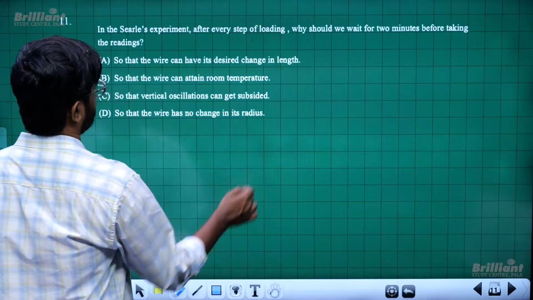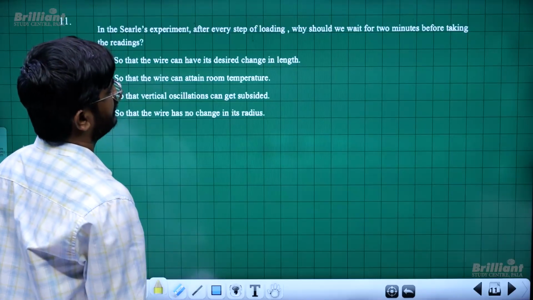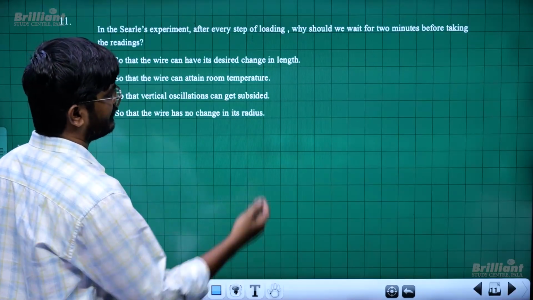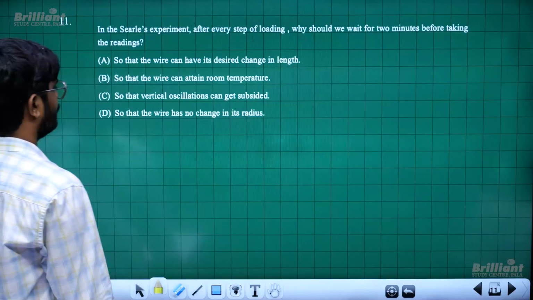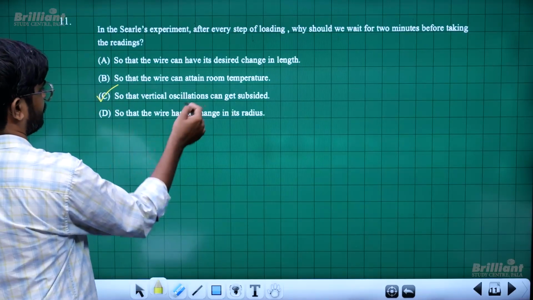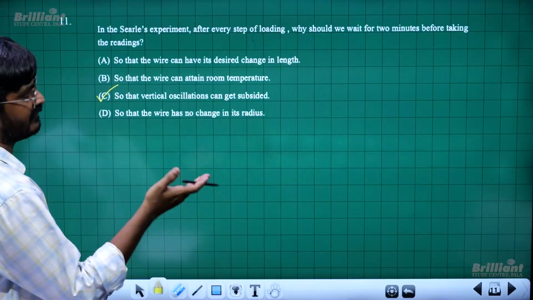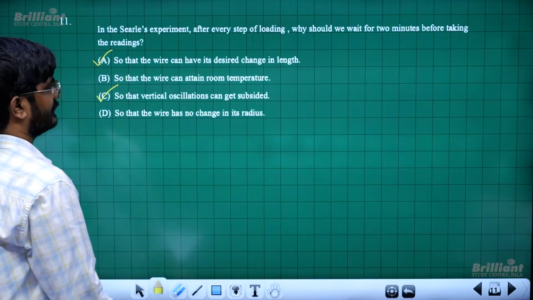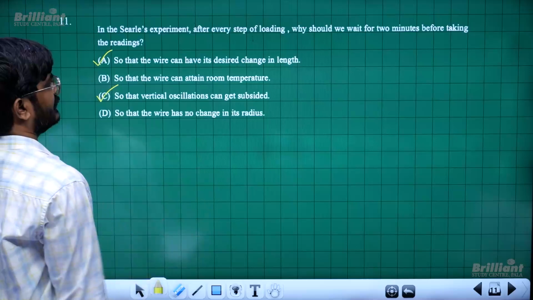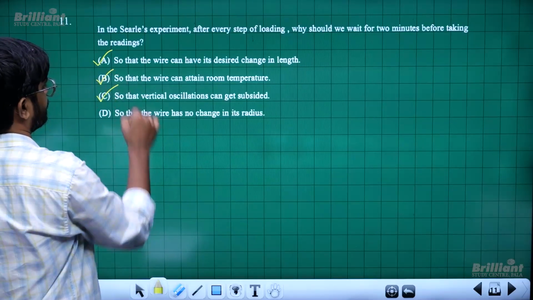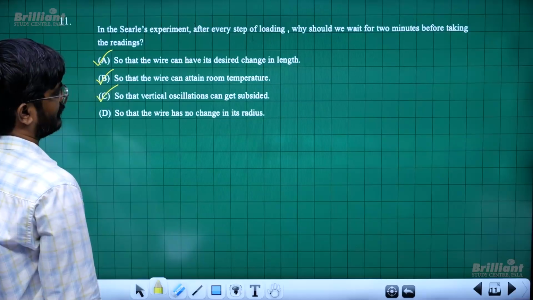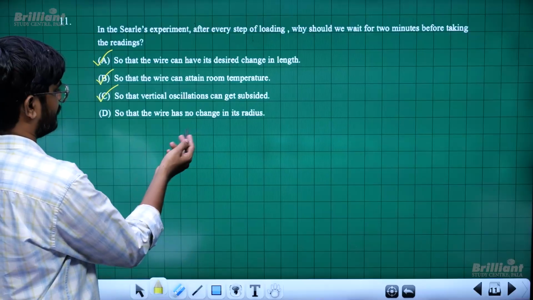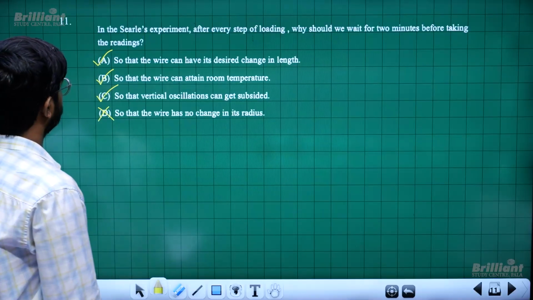In Searle's experiment, after every step of loading, why should we wait for 2 minutes? So basically they were saying, after loading we don't immediately take the reading, we wait for some time. Now mostly you will expect that we wait for vertical oscillations to settle down. Settling down helps us to understand the change in length, and we wait for some more time so that temperature effects can also be negligible. We allow it to settle down. Change in radius, even if we settle down, change in radius will be there. So change in radius is always there.